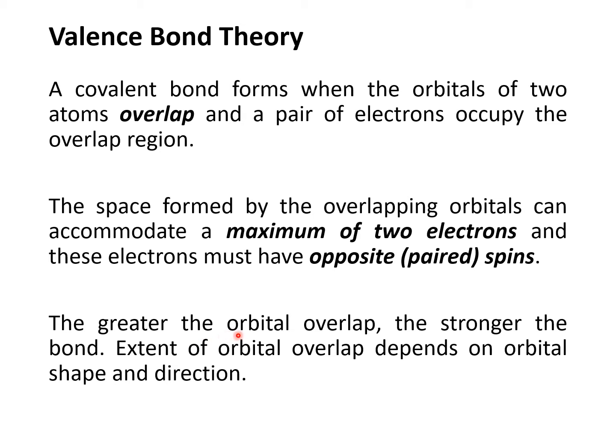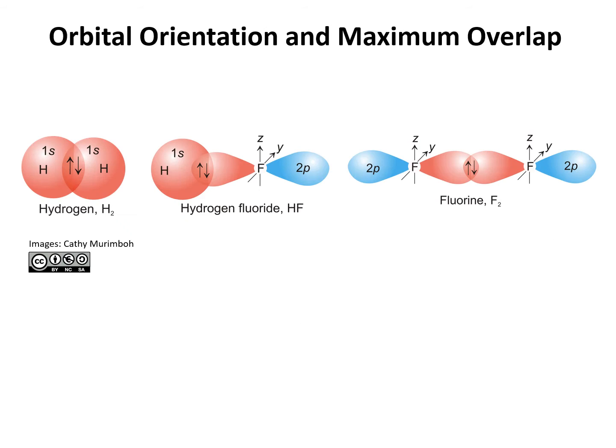The greater the extent of orbital overlap, the stronger the bond. The extent of overlap depends on the shape and direction of the orbitals. In order for the orbitals to overlap, they must have the correct orientation and phase. Here the phases are represented by the colors red and blue.